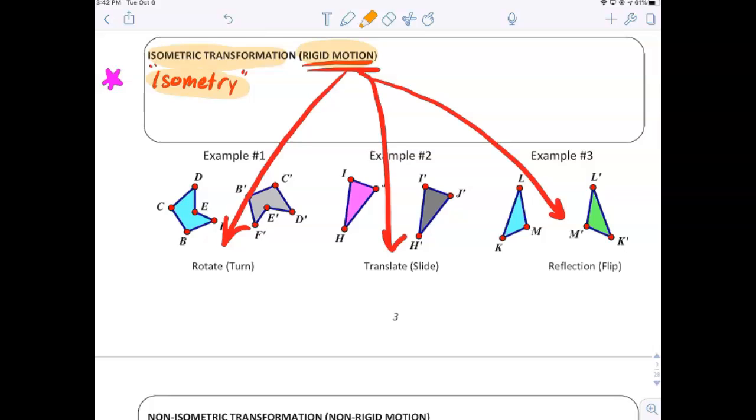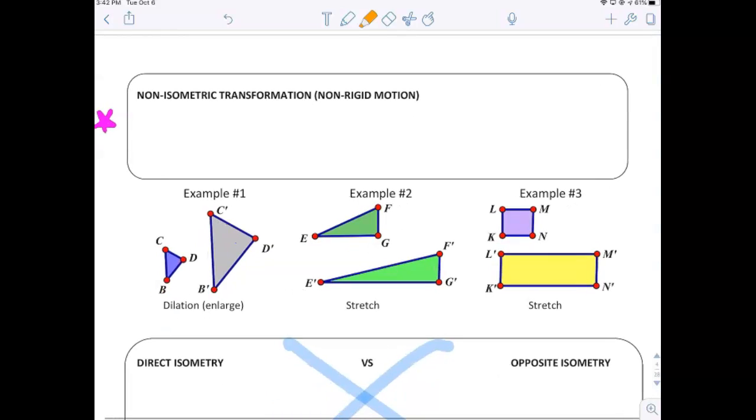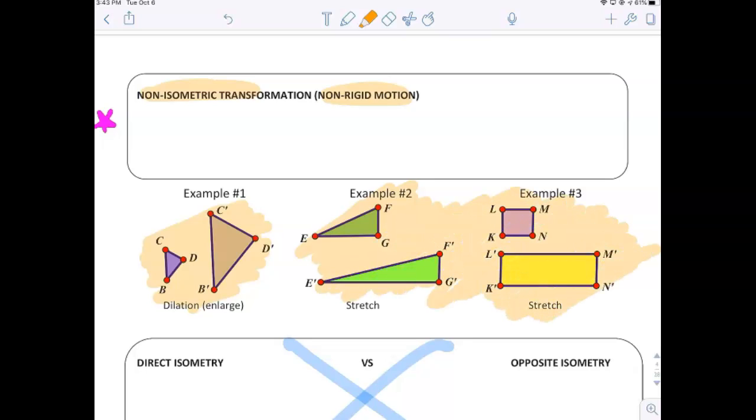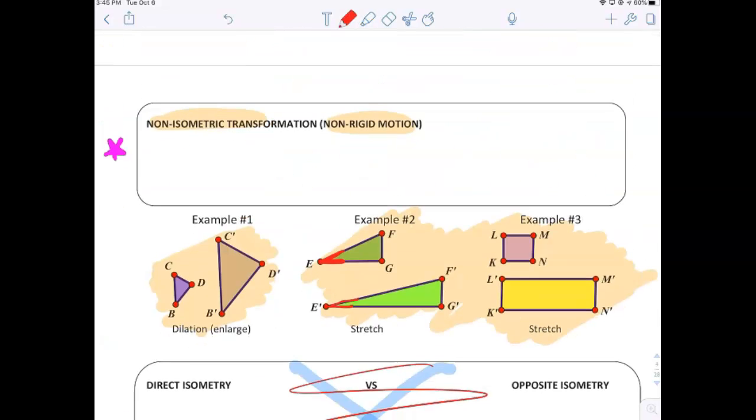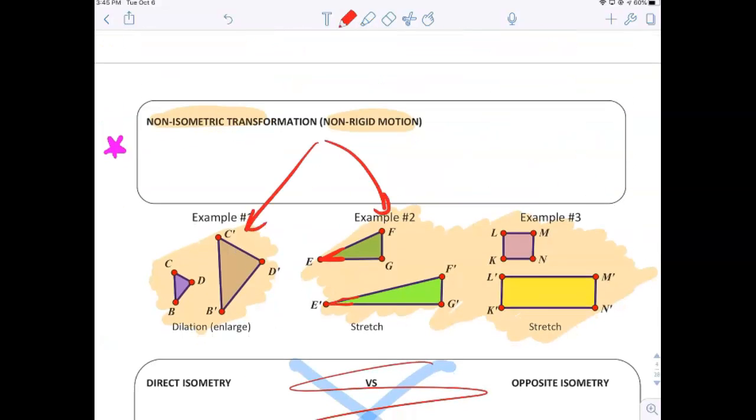Those are the 2 Greek words I know. Non-isometric transformations would just be non-rigid motions. And that's where you have something like a dilation, where something gets bigger, size is not the same anymore. We don't talk about these two much, or this one much, but stretches, where it's like distorted. It might get bigger in one direction, but not the other. And in these cases, you would call those non-isometric or not rigid motions. Angle measure and distance or size are not the same.